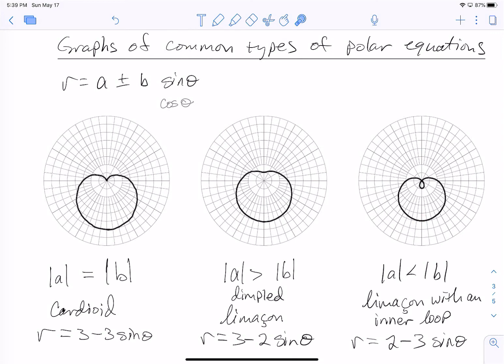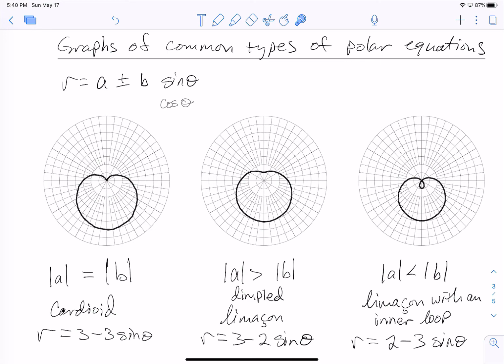If any of these had been a cosine instead of a sine, then they would have symmetry with respect to, instead of the line theta equals pi over 2, the polar axis. In other words, their graphs would appear rotated 90 degrees.